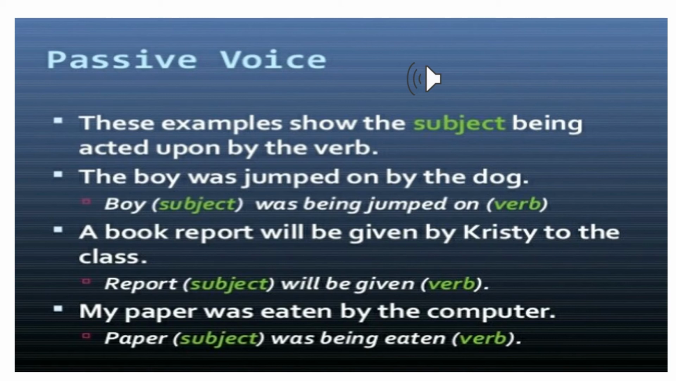Okay. The third one. My paper was eaten by the computer. Here my paper becomes the subject.